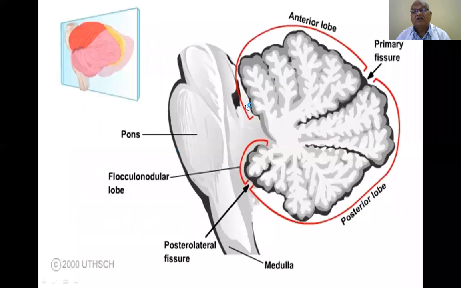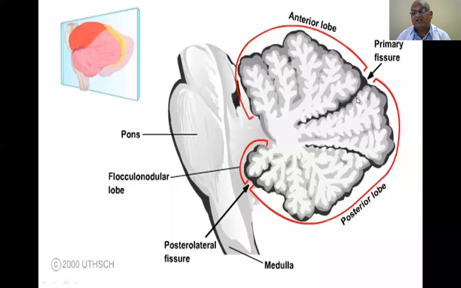Now you see how he has given a beautiful identification. This is the anterior lobe, this is fissura prima, this is the posterior lobe, and this is the flocculonodular lobe. These are the posterolateral fissures, this is fissura prima, and this is the horizontal fissure. The small, separate one is the flocculonodular lobe.